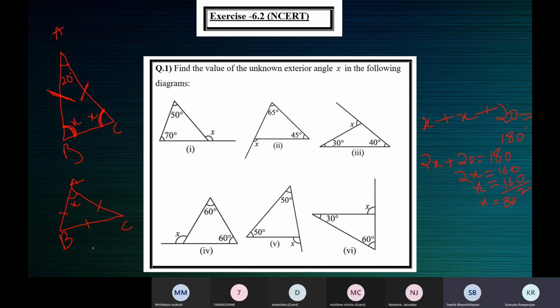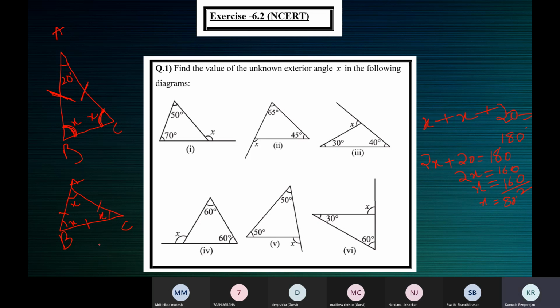Ma'am, if we know the sides are equal, the angles are equal, ma'am. Yeah, so we know that when the sides are equal, the angles are also equal. So if this is x, all the three angles are x. You can mark it like this. You mark all the angles as x because all angles are equal.